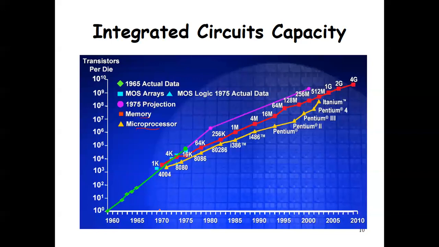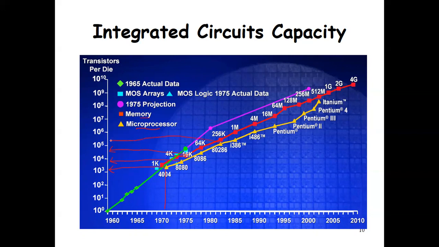You can see around 1970, the first microprocessor introduced is the 4004. The number of transistors it has is around 1000, 10 to the power 3. And the 8080 has around 10 to the power 4 transistors. The 8086 has close to 10 to the power 5, right?